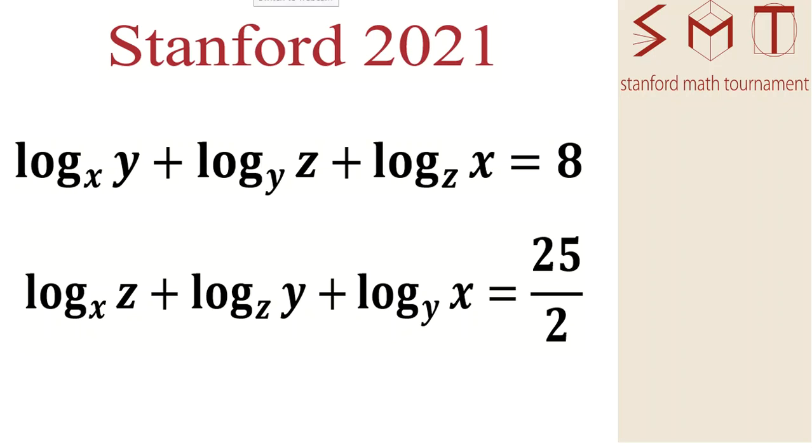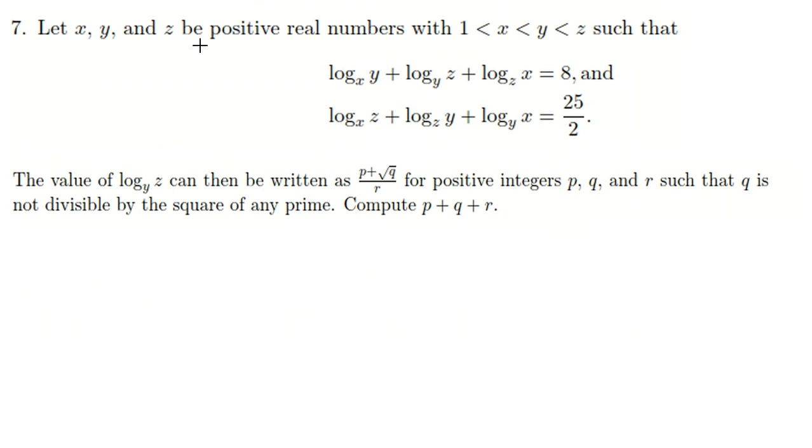Stanford Math Tournament 2021 Algebra Test, Question number 7. Let x, y, and z be positive real numbers with 1 less than x less than y less than z such that log y this equation equals 8, this equation equals 25 over 2. The value of log z in base y can then be written as p plus root q over r for positive integers p, q, and r such that q is not divisible by the square of any prime. Compute p plus q plus r.